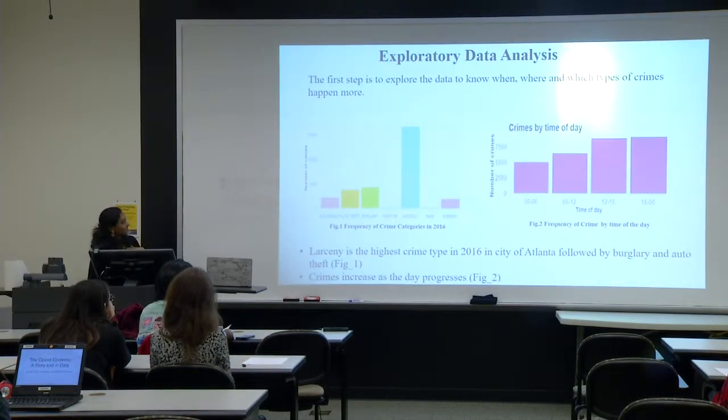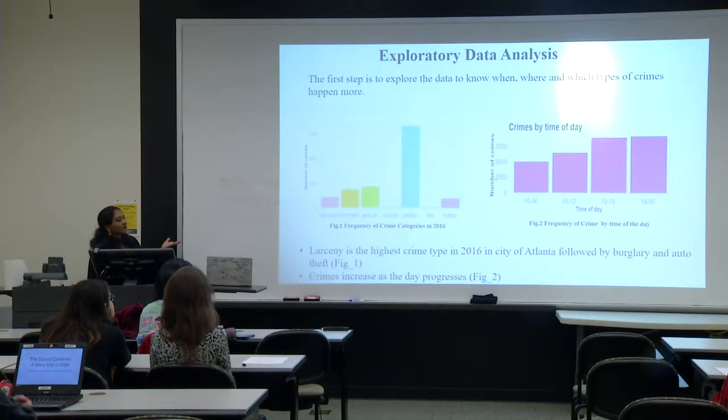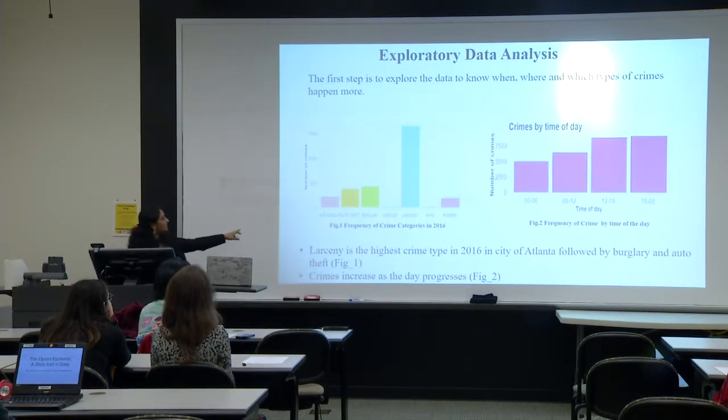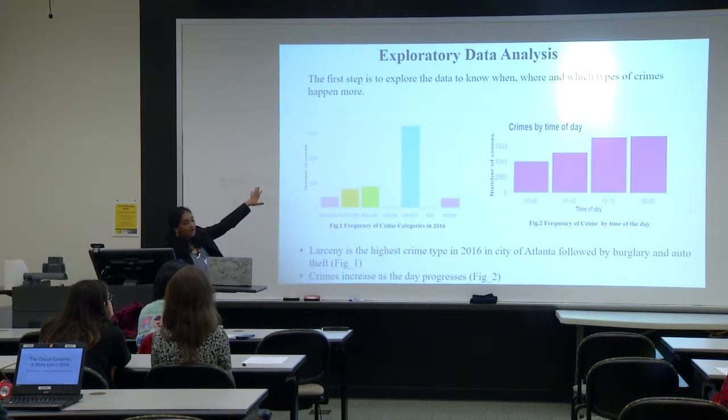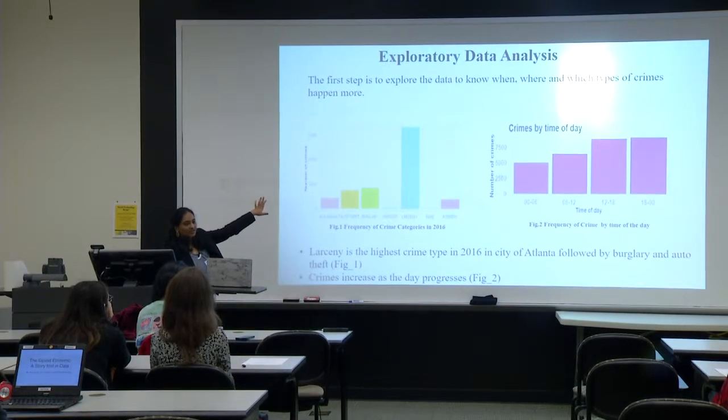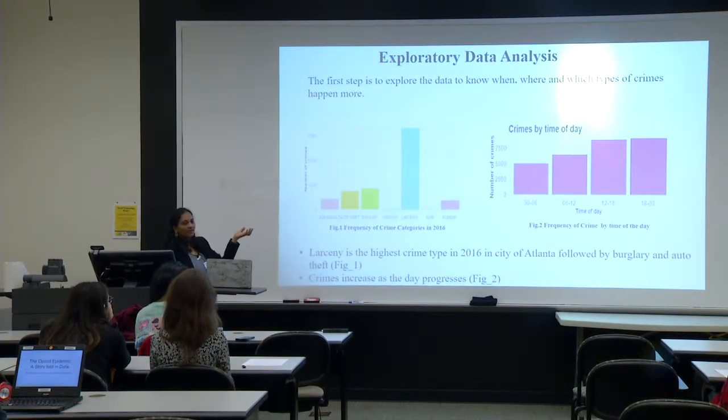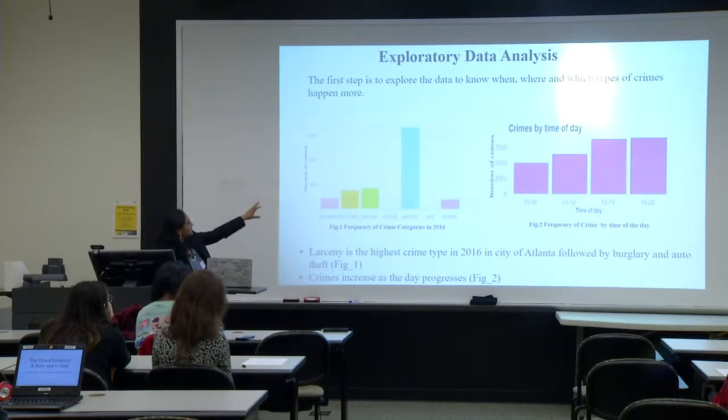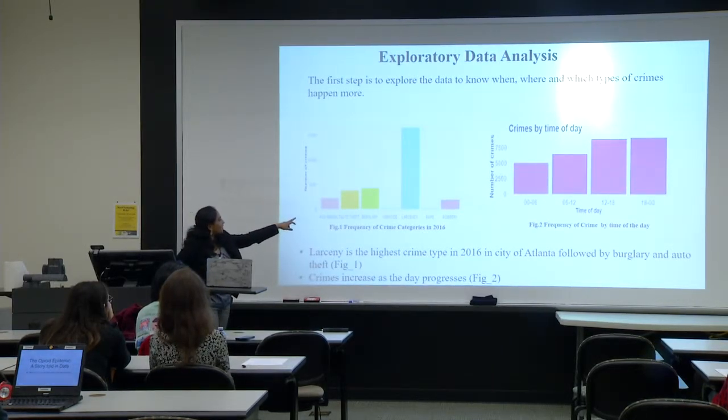So I'm interested in which different crimes happened in Atlanta in 2016. You can see these are the different crimes in Atlanta. You can see larceny is the highest crime that happened in Atlanta in 2016. Larceny is taking someone's property illegally. That's the highest type, followed by burglary and auto theft. These are the most frequent in 2016.